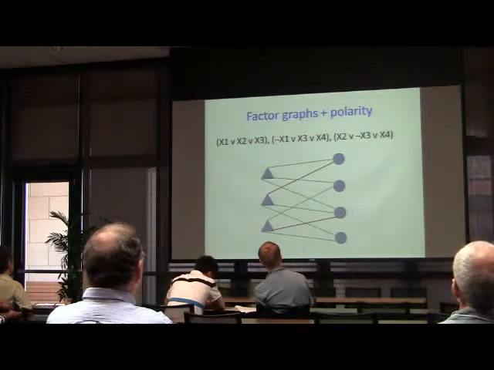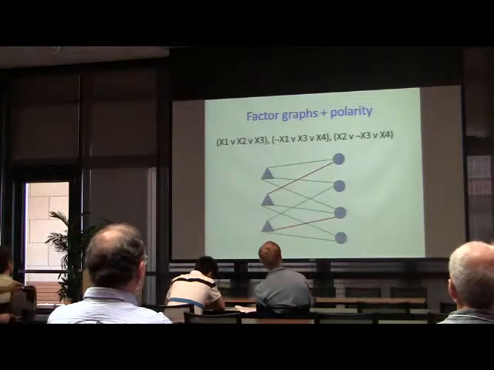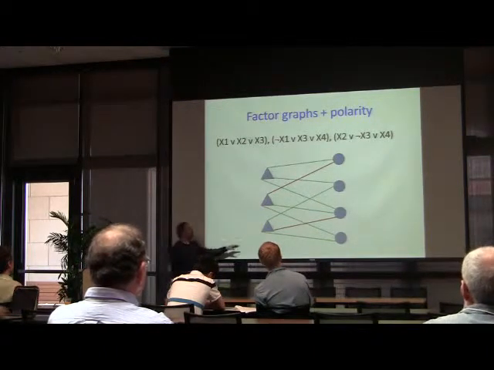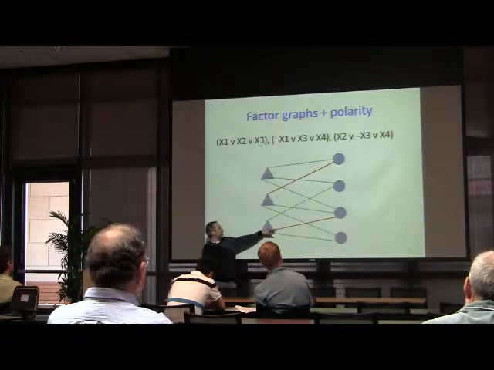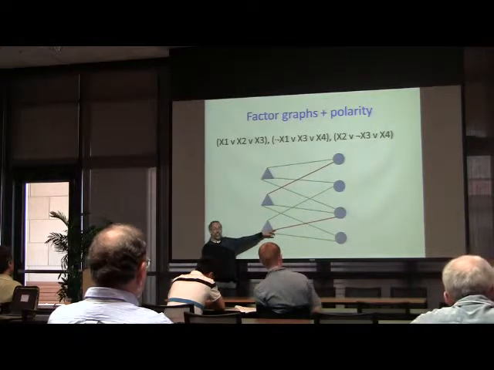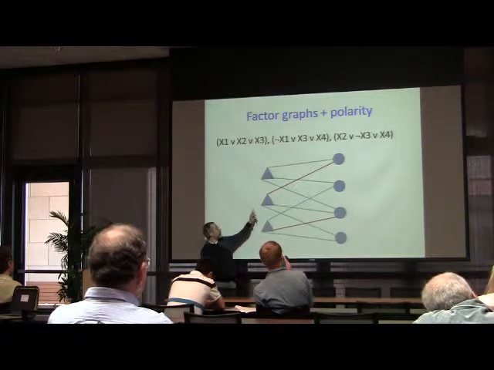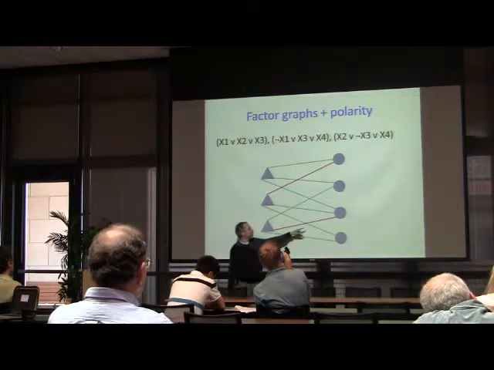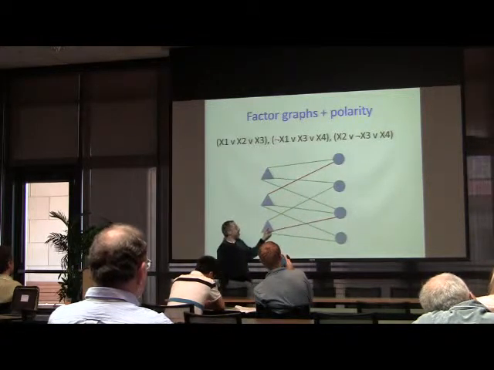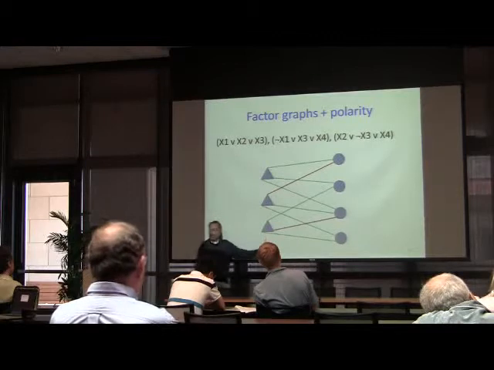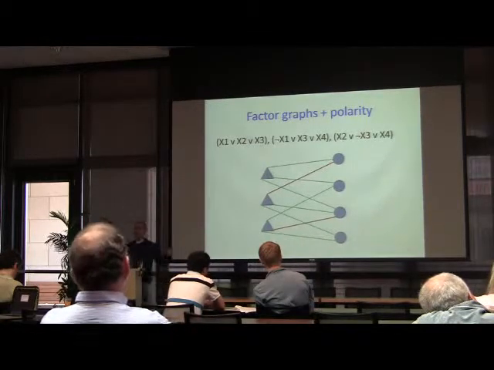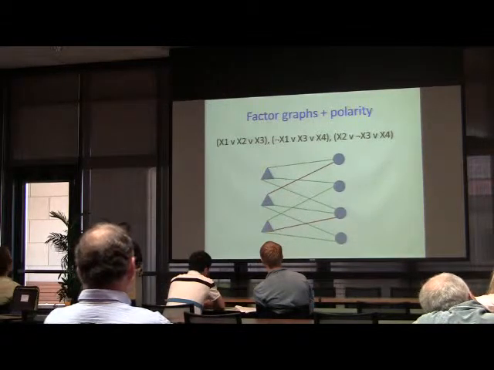We can add additional information to the factor graph by labeling the edges depending on whether the corresponding variable is negated in the constraint or not negated, as in the example here. So x3 is negated in the third clause, so we color this edge red. So this is a factor graph plus polarity information.